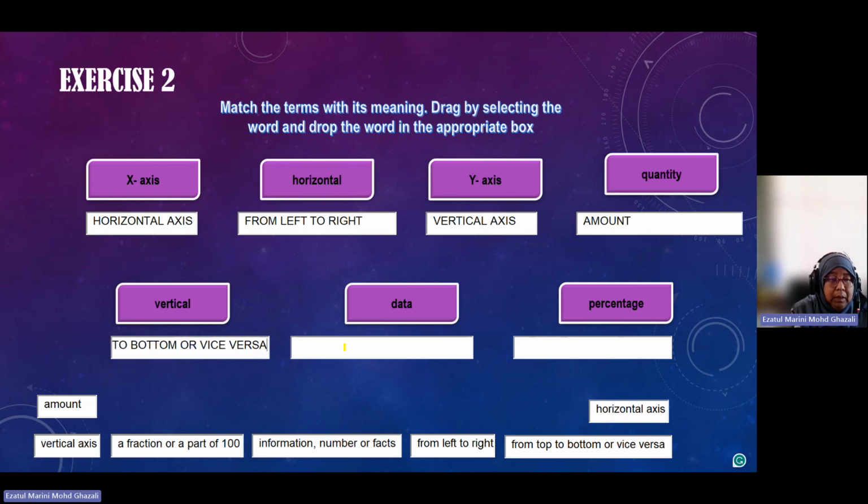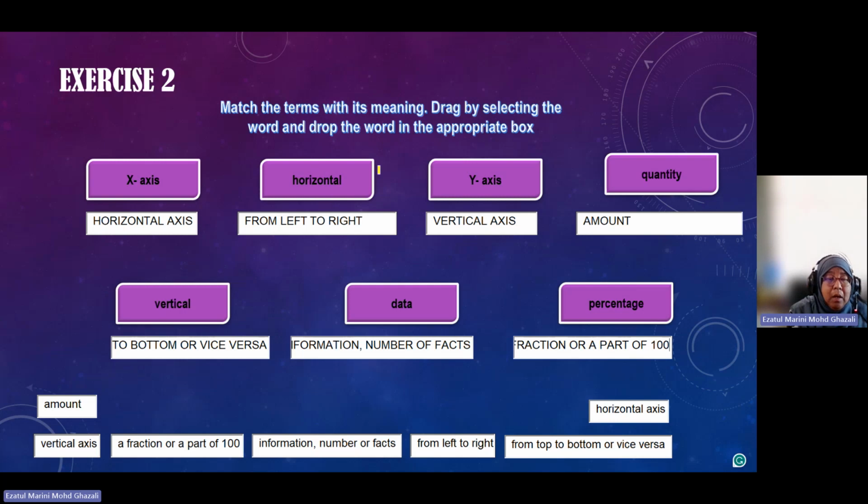And data will be information or number of facts. And percentage will be a fraction or a part of 100. Okay, all right.